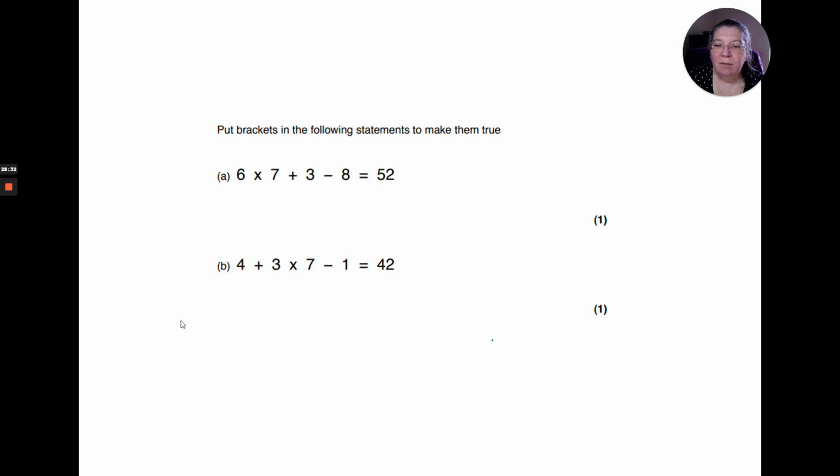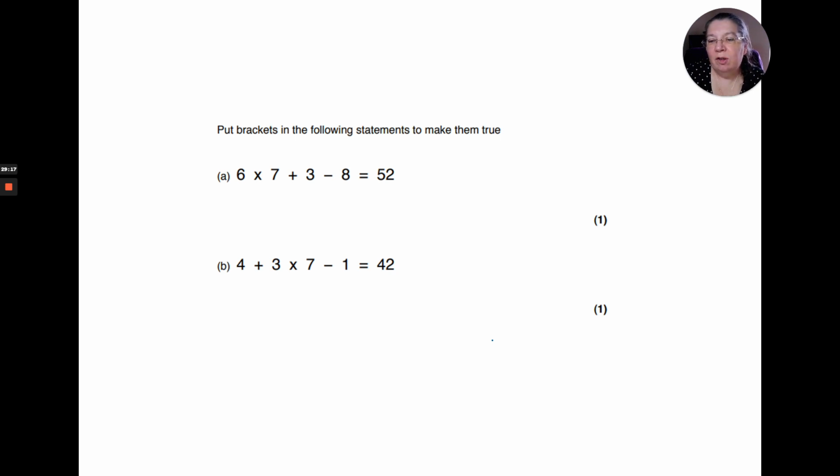Now, sometimes we get questions where they will give us an answer and a list of numbers and operations. We've got to work out where to put brackets to make them true. So which bit do we need to do first to make this correct? So without any brackets, we would do 6 times 7 first, then add the 3, then take away the 8. So would this work? 6 times 7 is 42, plus 3 is 45. Oh, this isn't going to work, is it? Because then I've got to take away 8. That is not going to give me 52.